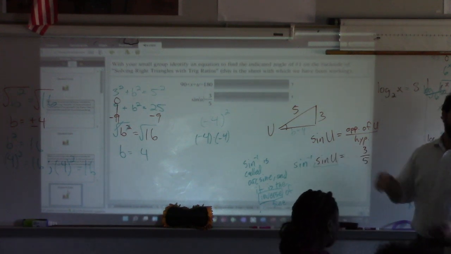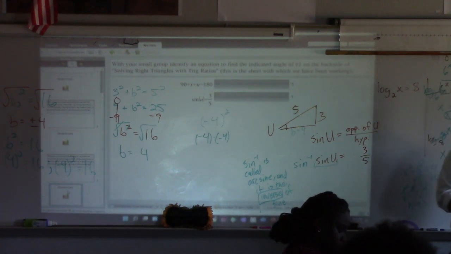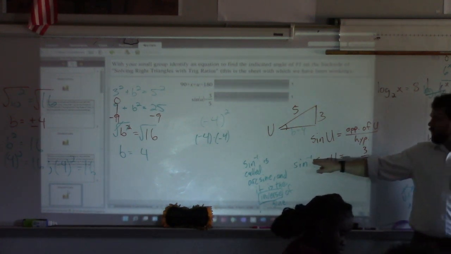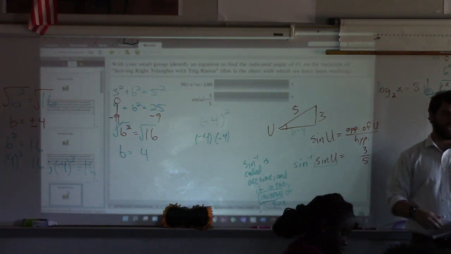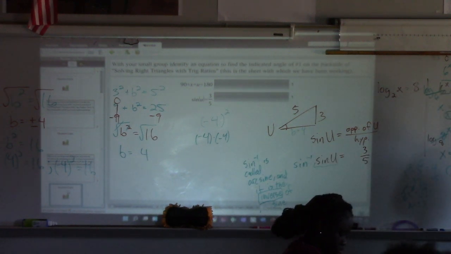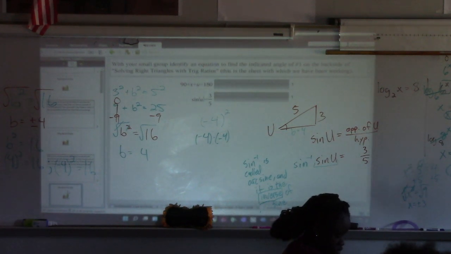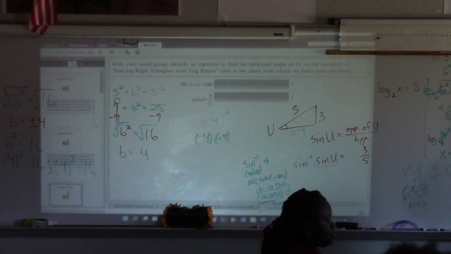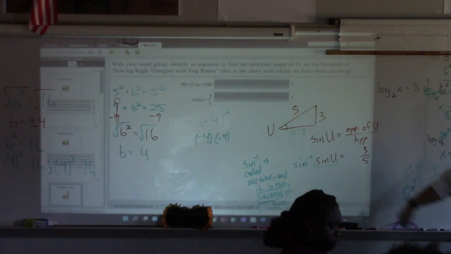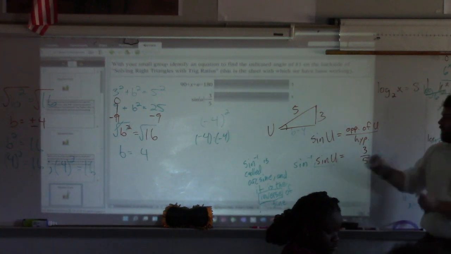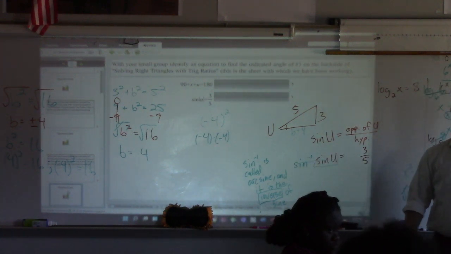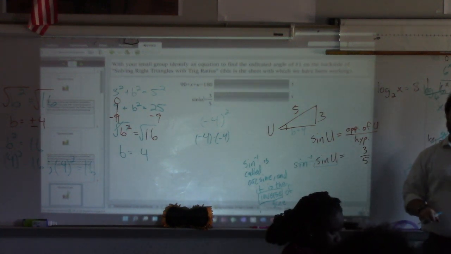When you study Algebra 2 and higher level mathematics, we literally use what you think of as an exponent like this to indicate the inverse for certain functions. It's literally just the inverse. Remember, what does an inverse do? It cancels it out. So if I have sine, I'm doing the inverse of sine to cancel. And I would just be left with what? U.